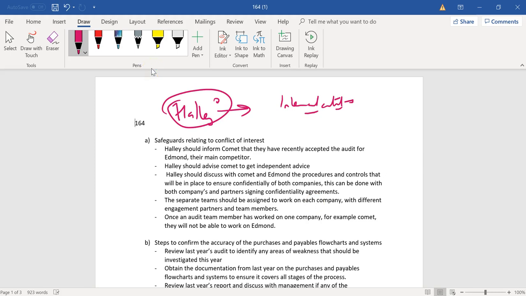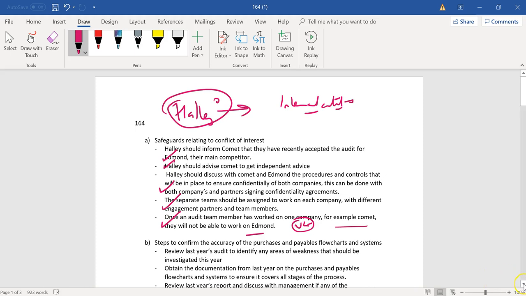You said they should confirm, should advise, exactly, separate teams, exactly. I think this is very good. This is the bit here that you can't do that. Good. Let's carry on.